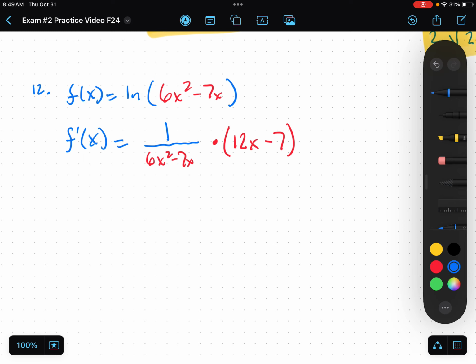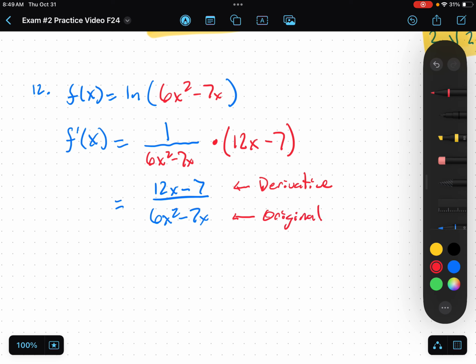But when we simplify this thing, we end up with 12x minus 7 in the numerator, right? Because I multiply that up, and 6x squared minus 7x in the denominator. So here's what I notice. I notice that the derivative is on top, and the original is on bottom. So if you want to think of this in terms of a catchphrase or a verbal cue, you could say derivative over original.